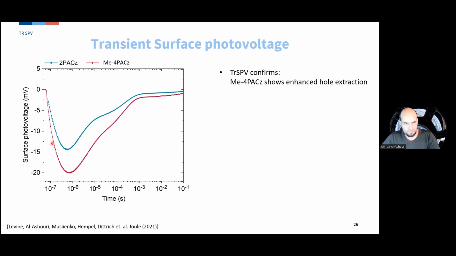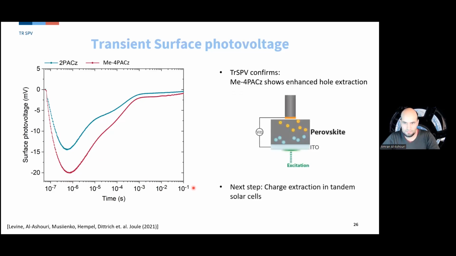This is good because TRPL just stops functioning as soon as there are no photons anymore, right? Hitting the sensor. But transient surface photovoltage goes until 1 second. I mean, it's a huge time domain. You're not dependent on the photons to tell you the story.